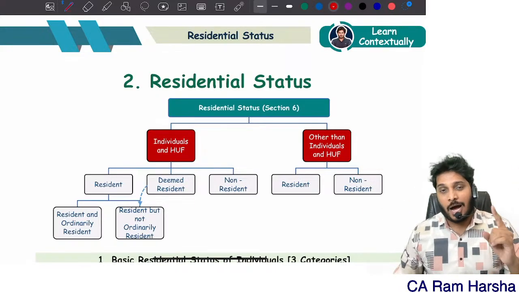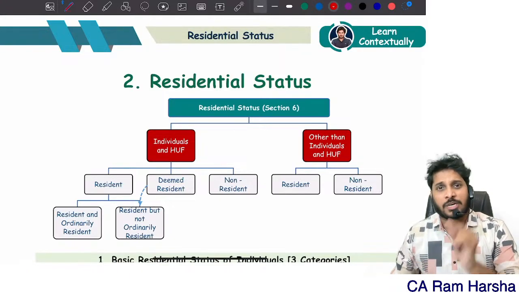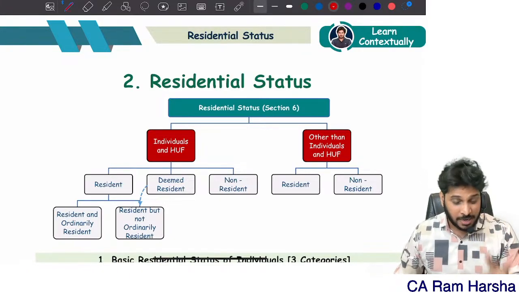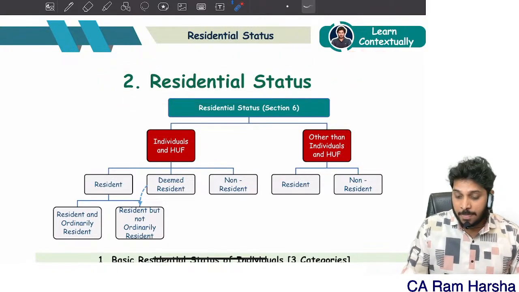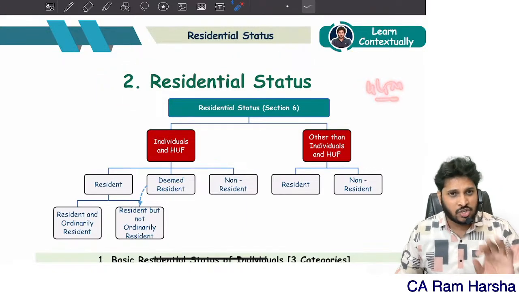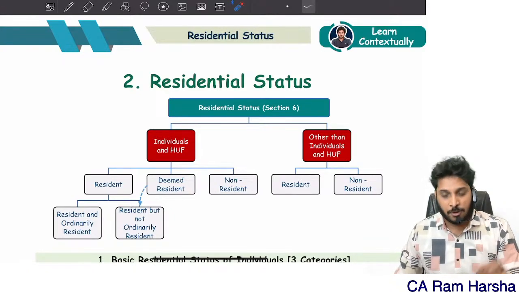In this session, I am going to cover residential status as well as house property at a stretch. Both I am going to cover. Believe me, residential status alone will carry 4 to 5 marks weightage. House property also 4 to 5 marks weightage. 10 marks we are going to cover within the next 45 minutes to 1 hour.